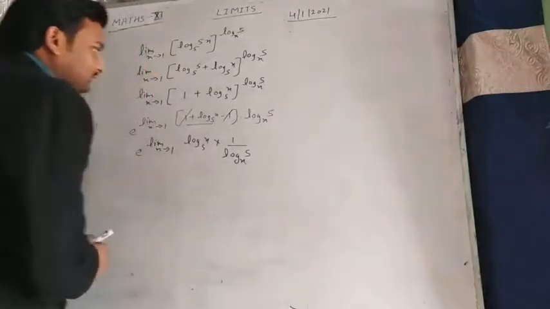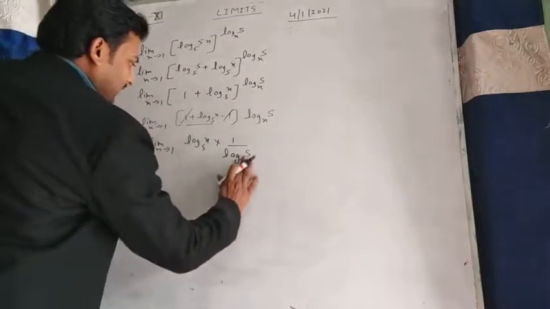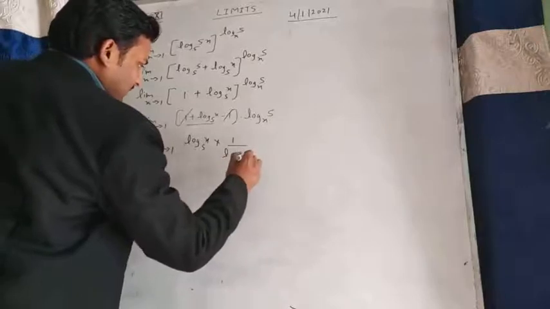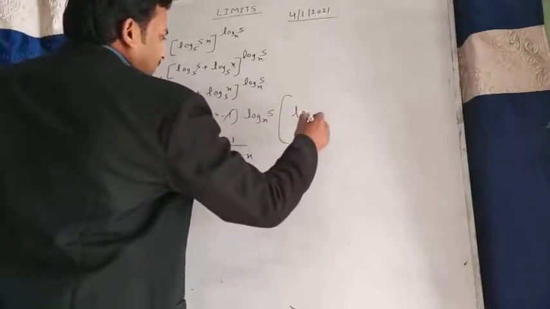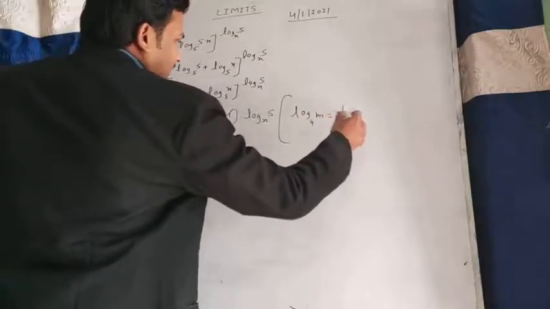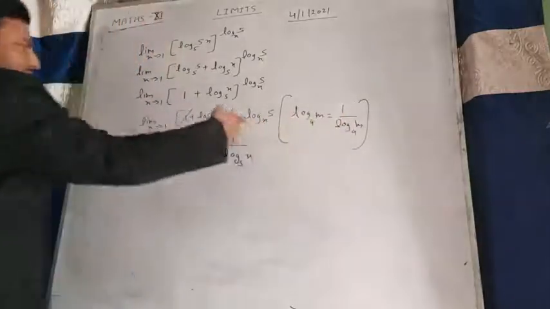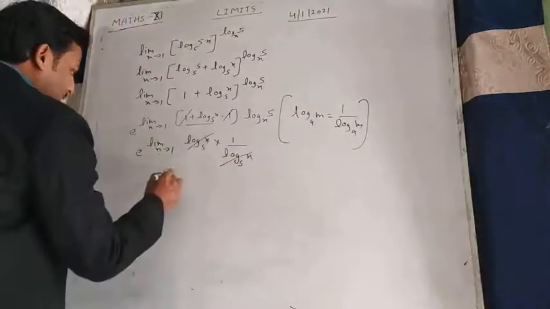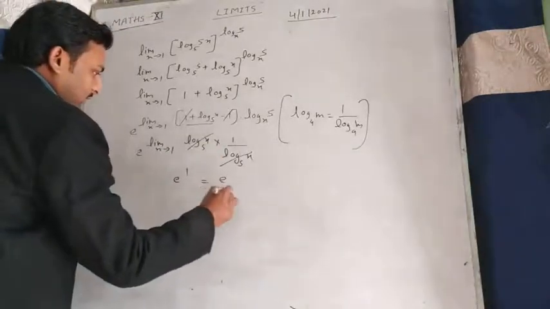Okay students, sorry, there is a mistake here. This is the property of log: we know log base a of m, so we can write it as 1 by log m base a. By using this property we can write this. So this part will be cancelled. So it is e to the power 1. So the answer will be e. I hope you understand, students.